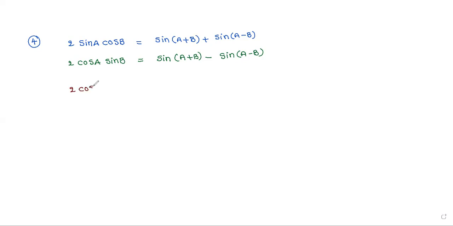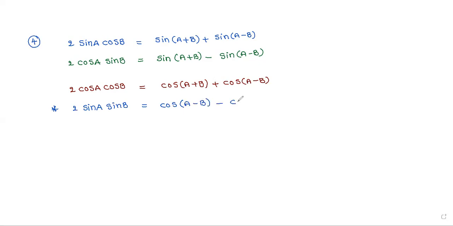2 cos a cos b is equal to cos of a plus b plus cos of a minus b. And the second one, very, very important: 2 sin a sin b is equal to cos of a minus b minus cos of a plus b. Just follow this formula.